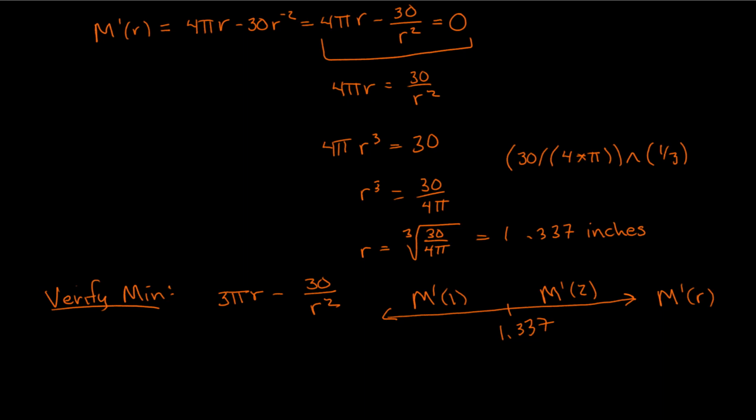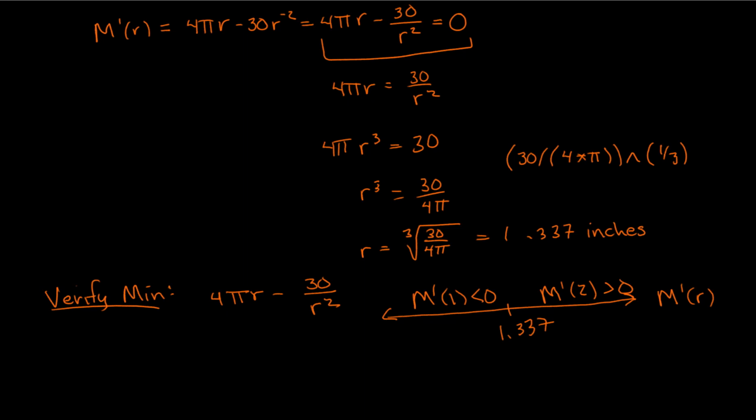Okay, so what I'm going to do here is I have my 4 pi r, and I'm going to plug in 1. So I'm going to have 4 times pi times 1 minus 30 divided by 1 squared. Well, that's going to be a negative number, less than 0. Then if I substitute in 2, I'm going to have 4 times pi times 2 minus 30 divided by the radius, or the value I'm using now is 2, square it, you get 4, and this winds up being greater than 0.